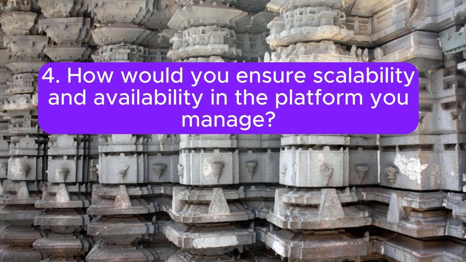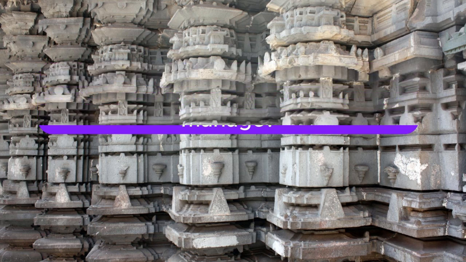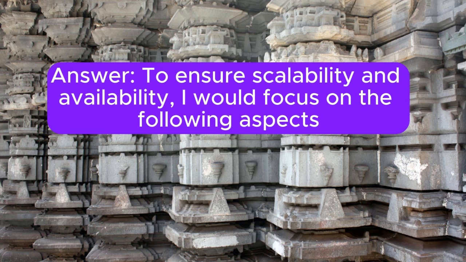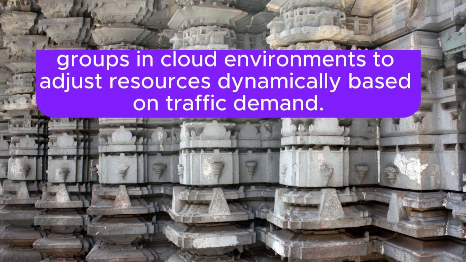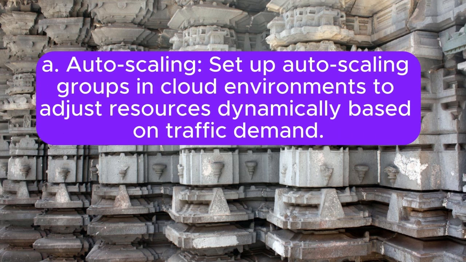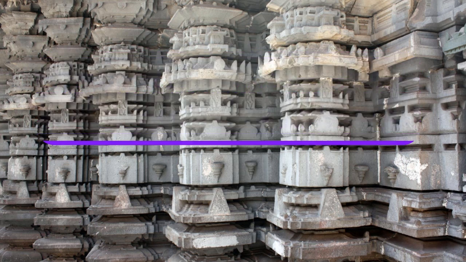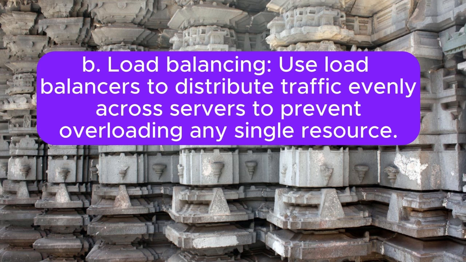4. How would you ensure scalability and availability in the platform you manage? Answer: To ensure scalability and availability, I would focus on the following aspects. A. Auto-scaling. Set up auto-scaling groups in cloud environments to adjust resources dynamically based on traffic demand. B. Load balancing. Use load balancers to distribute traffic evenly across servers to prevent overloading any single resource.